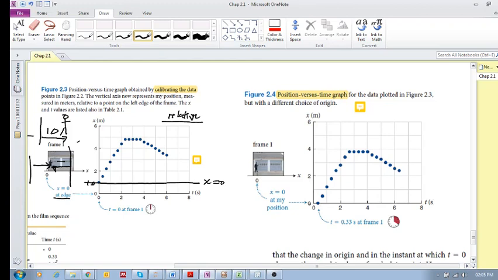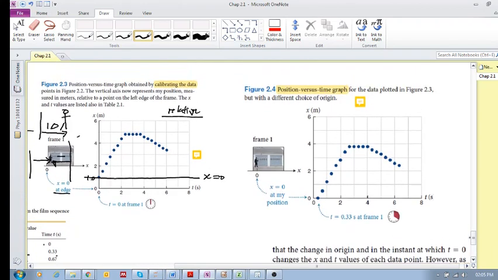Now another thing that we can do, and what they do in the textbook, is they say, well, how about instead of saying that our first frame is at t equals 0, how about we say our first frame is at t equals 0.33? In the same way that we're changing our reference position, we can also change our reference time. We can start at 0.33. Okay? So now you're saying, but this is craziness. This is absolute madness.